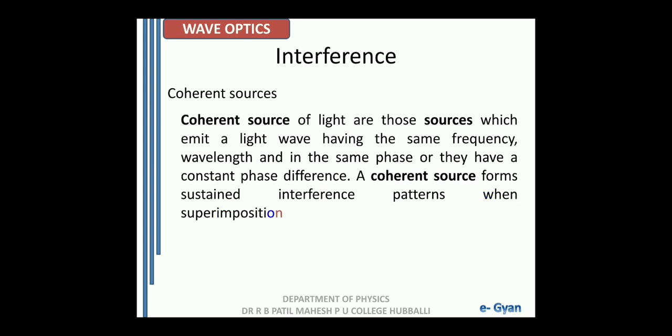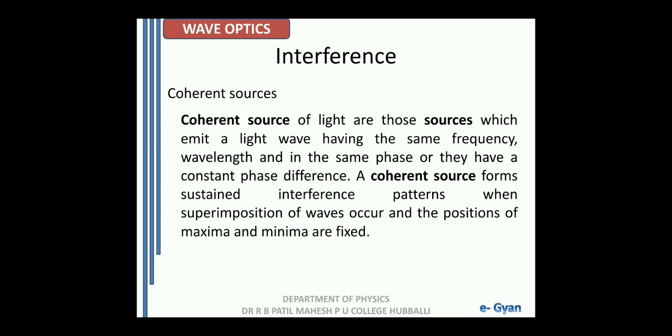Coherent sources form sustained patterns when superimposition of waves occurs, and the positions of maxima and minima are fixed. So coherent sources are those sources which emit light having waves of the same frequency and wavelength. The two waves should be either in phase or they should have a constant phase difference.